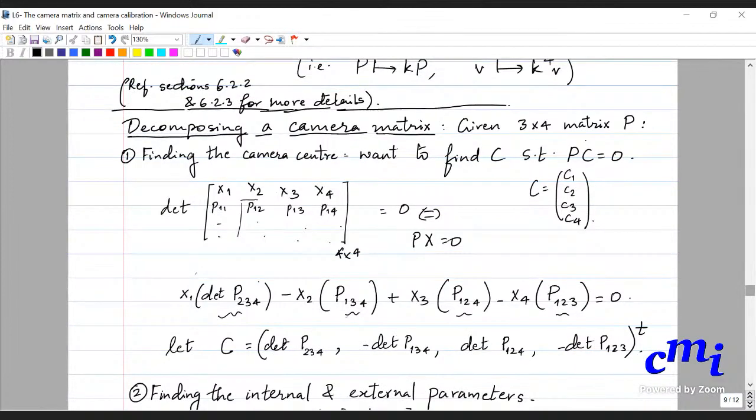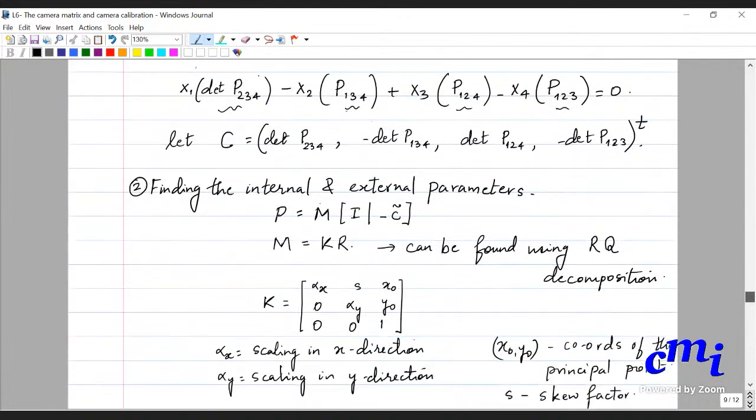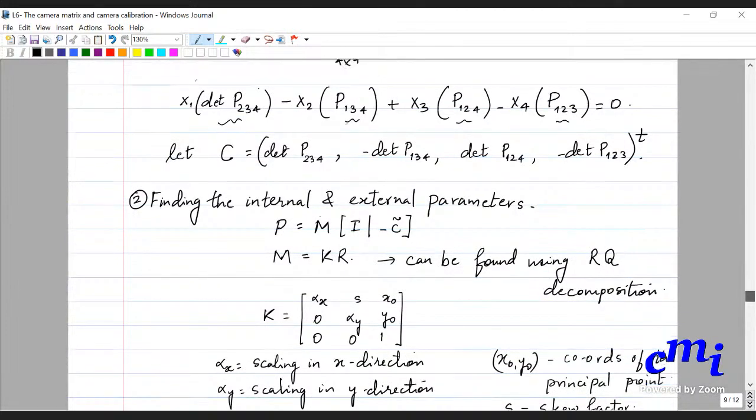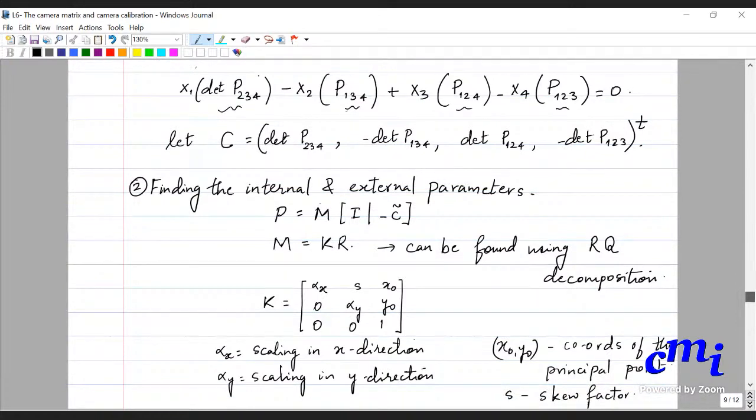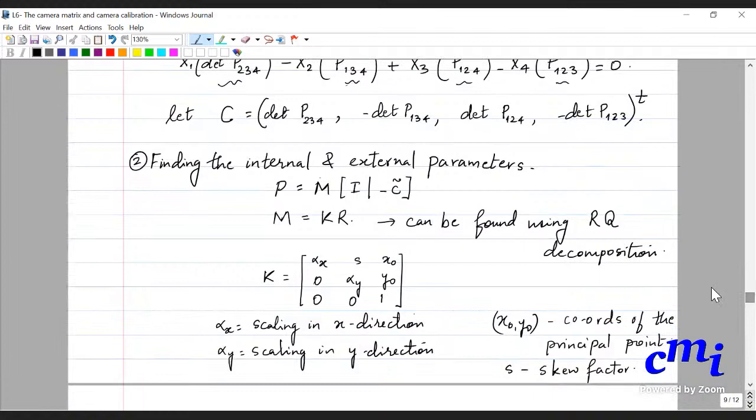And then you can also find the internal and external parameters. When you're given P, you can find them by doing the RQ decomposition, as described in the earlier lecture. Once you do this RQ decomposition, you will get this upper triangular matrix R. The elements on the diagonal give you the scaling in the x direction in pixel coordinates and the scaling in the y direction, and this component here will give you the skew. As I remarked in the previous lecture, this skew factor is almost always 0.